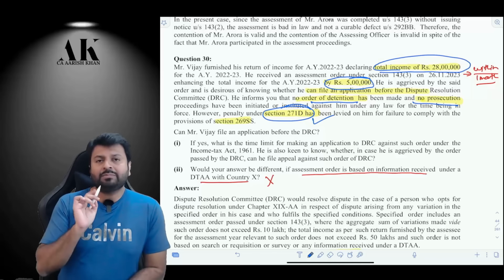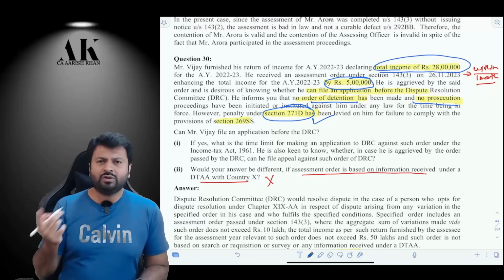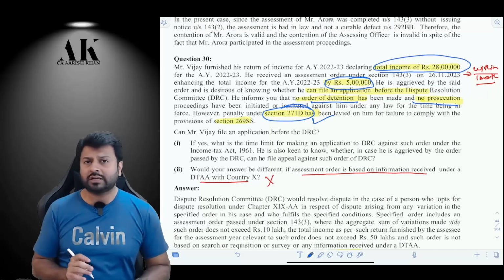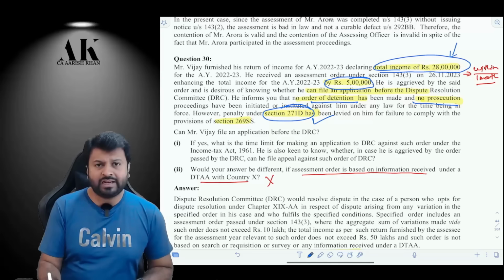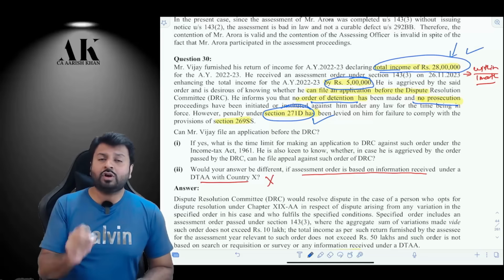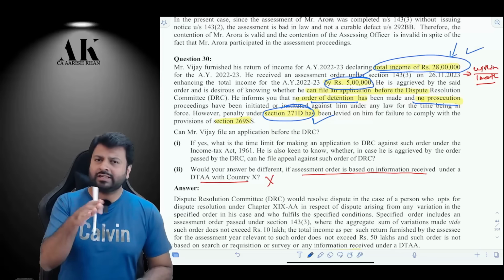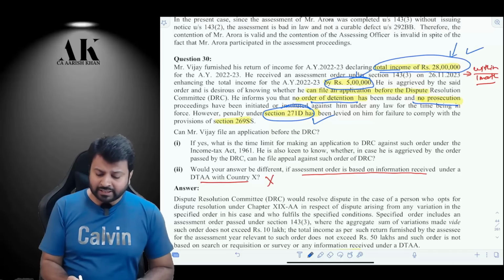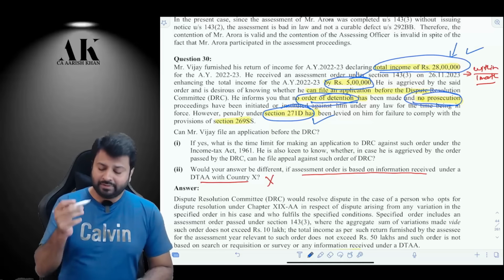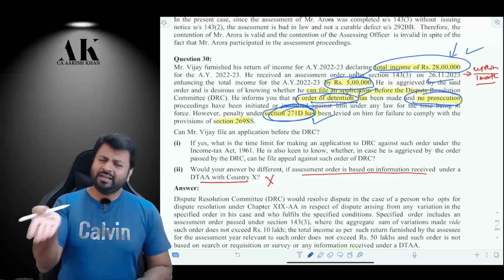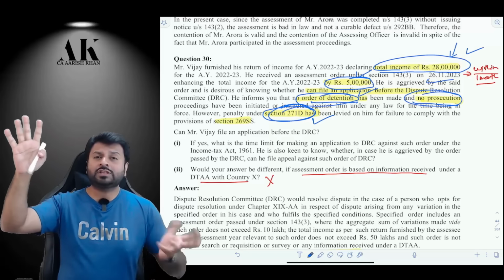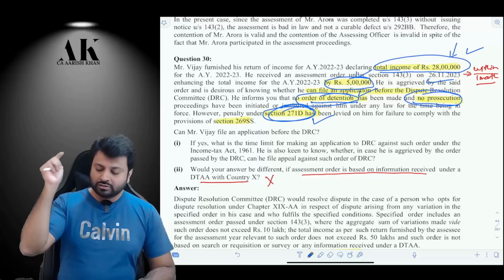Now, there is one provision of DRC, Dispute Resolution Committee. Can he go to Dispute Resolution Committee? Who can go to Dispute Resolution Committee? A person whose total income is up to 50 lakhs. Tick. And the AO does not increase the income by more than 10 lakhs. Tick. AO is increasing only 5 lakhs. And there is no order of detention against him. There is no prosecution against him. Tick. There is no need for penalty. If penalty is imposed, that is all fine. No imposition of penalty is not a condition mentioned in DRC. So he can go to DRC.